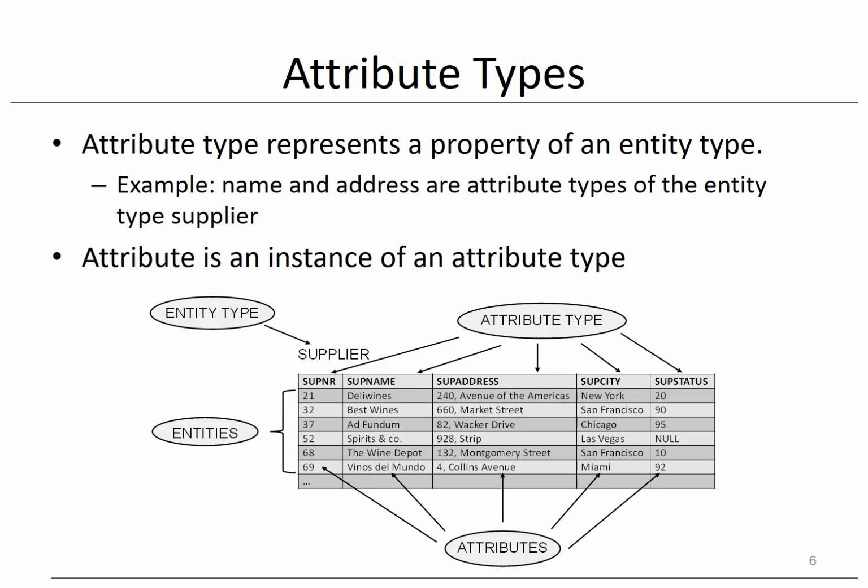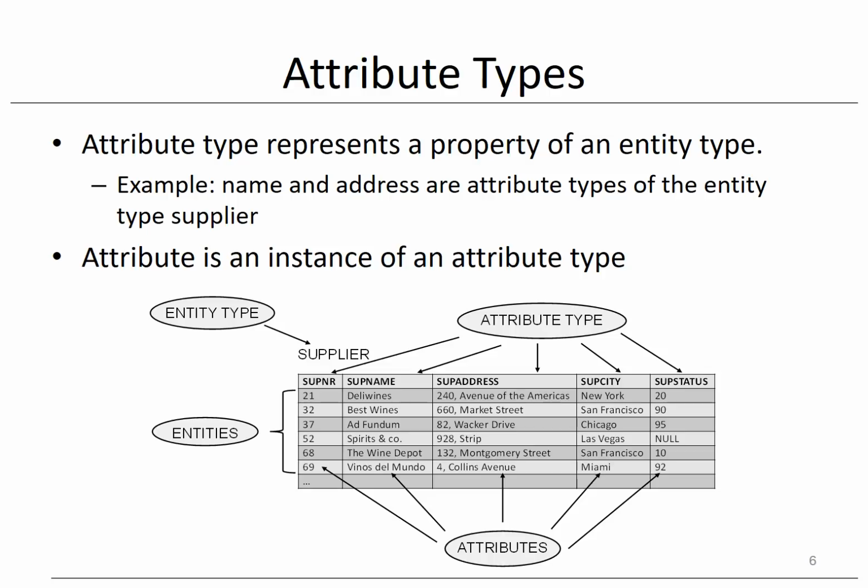An attribute type represents a property of an entity type. As an example, name and address are attribute types of the entity type supplier. A particular entity, such as Deli Wines, has a value for each of its attribute types. For example, its address is 240 Avenue of the Americas. Hence, an attribute type defines a collection of similar attributes, or an attribute is an instance of an attribute type. This is illustrated in the figure.